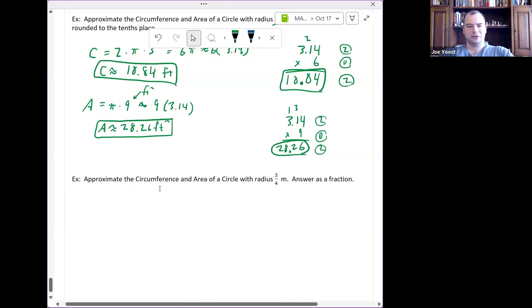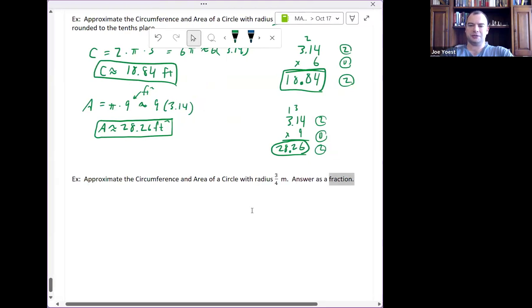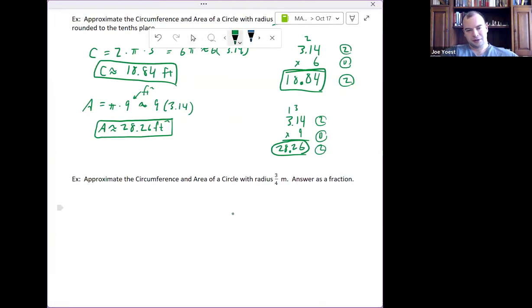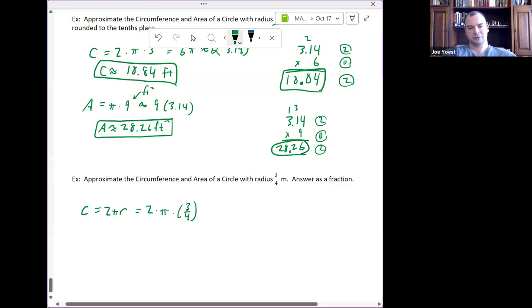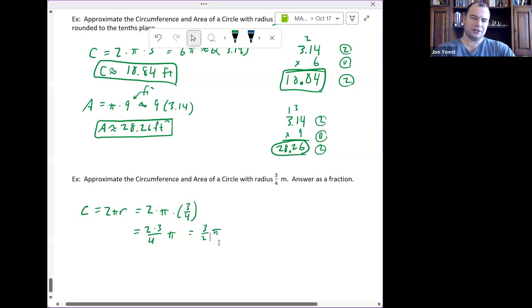And another view on this, on a similar problem: approximate the circumference and area of a circle with a radius of 3/4 of a meter. And here we want to answer as a fraction. So my circumference is 2 times pi times r, or 2 times pi times 3/4, or this is going to be 2 times 3 divided by 4 pi, or 3/2 pi. So my circumference is exactly 3/2 pi, but pi isn't a fraction.